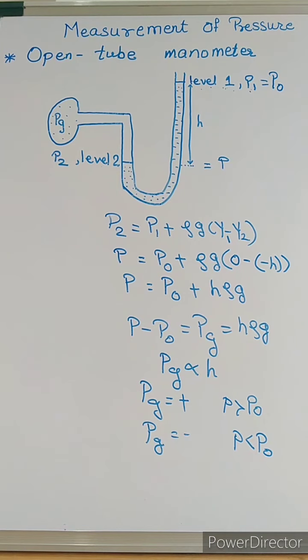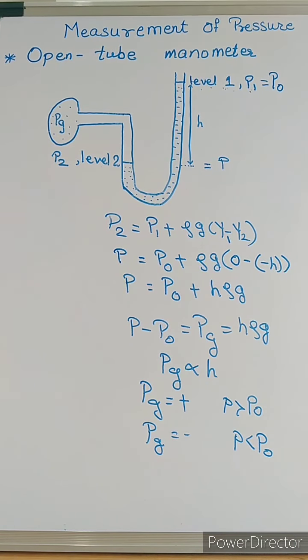Now for negative, Pg acts as negative when it is possible. Suppose I take a juice in a glass and apply a straw, and with the help of the straw I suck that juice into my mouth. What will happen? At that point the atmospheric pressure which is exerting on the juice is greater than the pressure inside my lungs. At that point the Pg value will be negative.